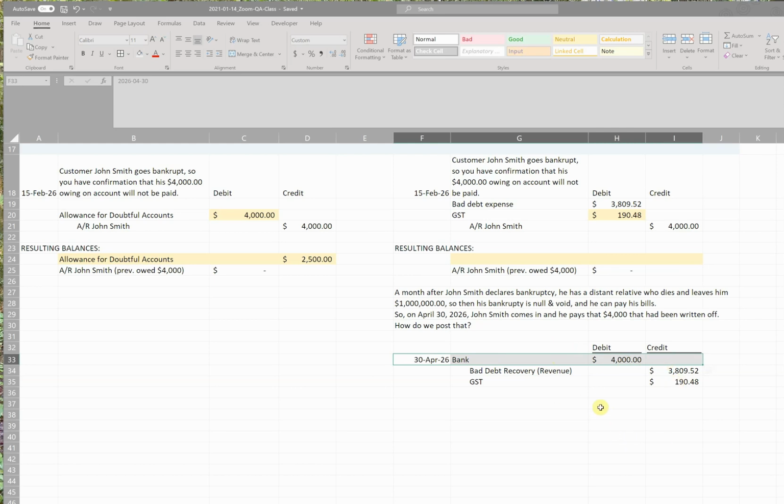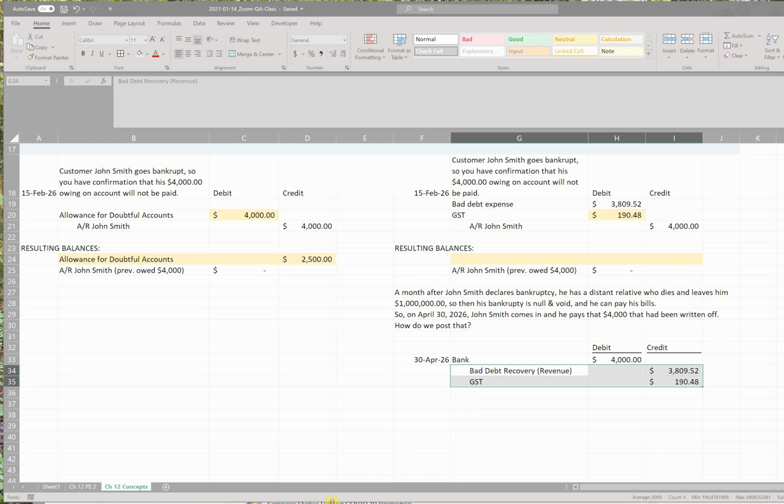Now, what do we credit? Well, we essentially have to reverse this bad debt expense and GST up here, except we're not going to credit bad debt expense. We're going to credit bad debt recovery, the revenue account. And then the GST is the same. And that's it. So that's what we talked about in our Zoom meeting tonight.